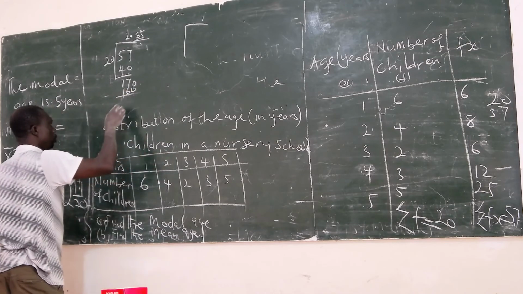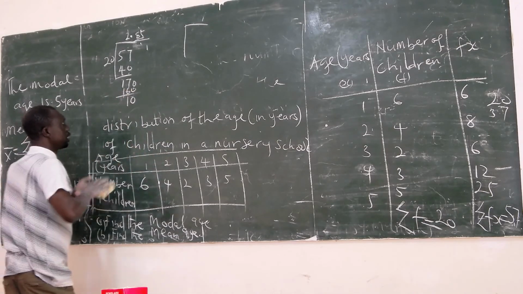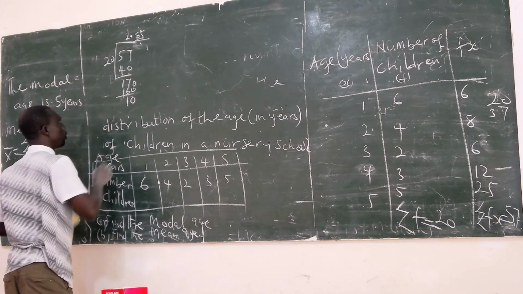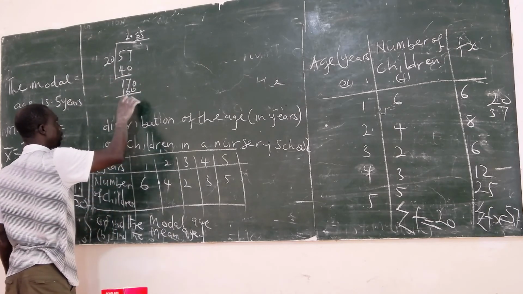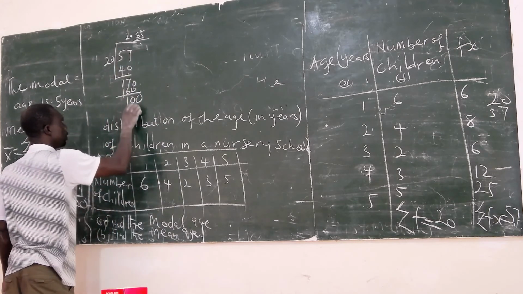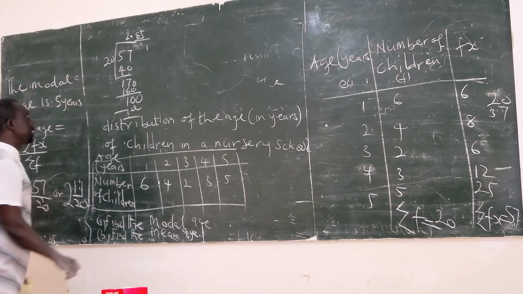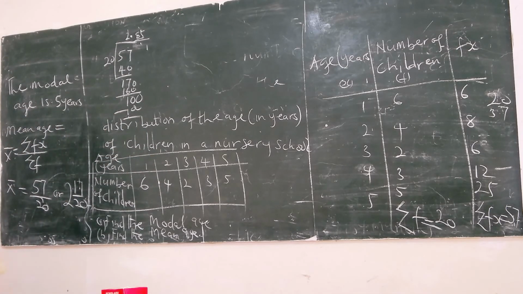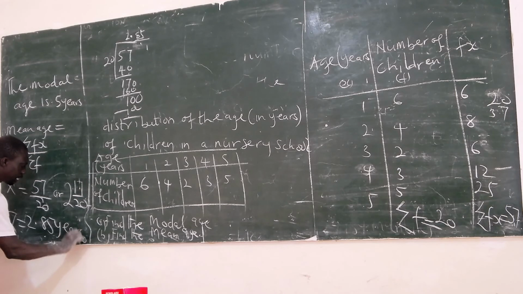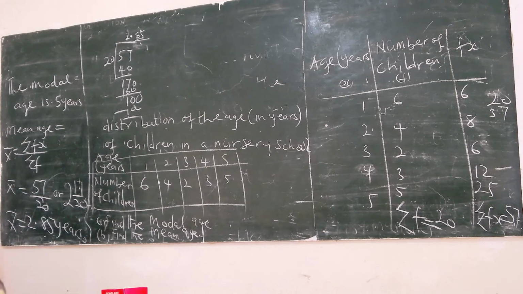So you cannot divide 20 into 10, so you add a zero to it, making 100. So the final answer is 2.85 years. You can convert to 2.9, but you can write 2.85. The mean age is equal to 2.85 years. Without the units, years, they will mark it wrong. So we have ended this question.